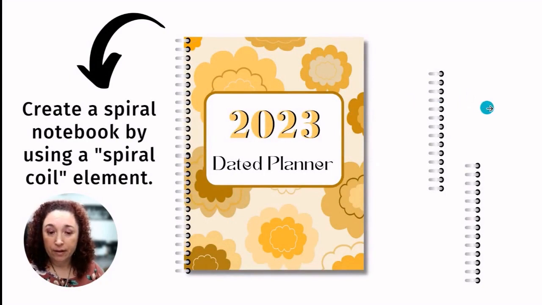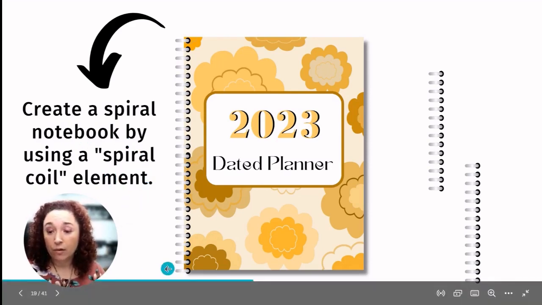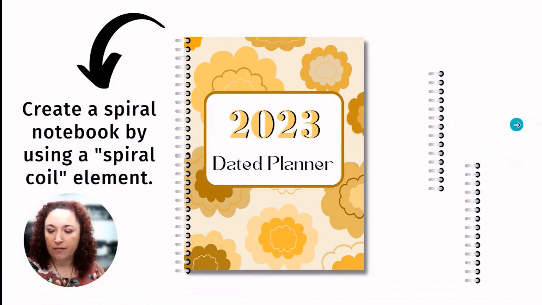All right, another thing that you can do if you're selling maybe something like a planner or journal or something that someone may want to bind up into a book, you can do this cool feature. You can create a spiral notebook by using the spiral coil elements. So that's what I've done here, and I'll show you how you can do that right inside Canva.